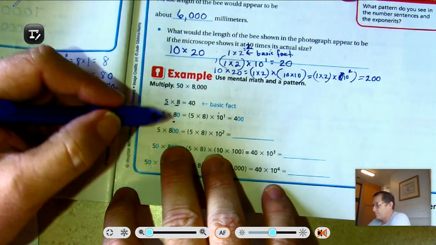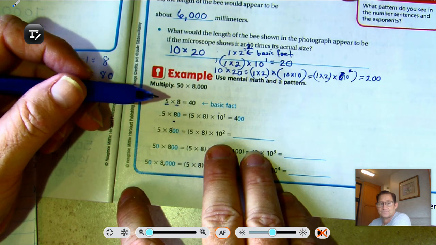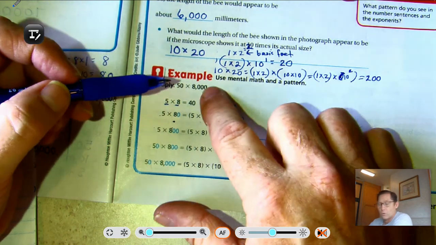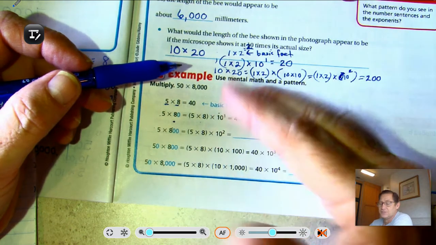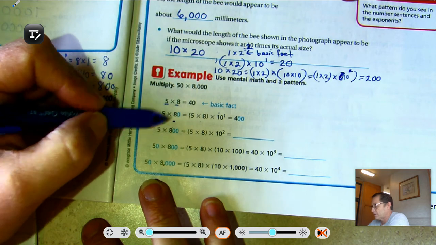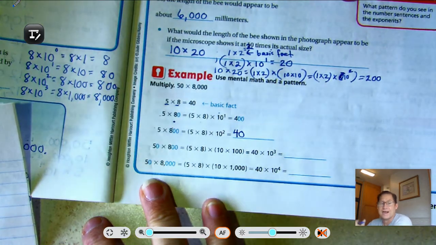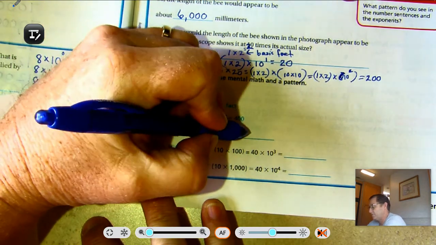So now 5 times 8 times the second power of 10. Okay, we're working our way towards 8,000. This is just patterns, all right? So we still get our 40, and how many zeros? 2 zeros.